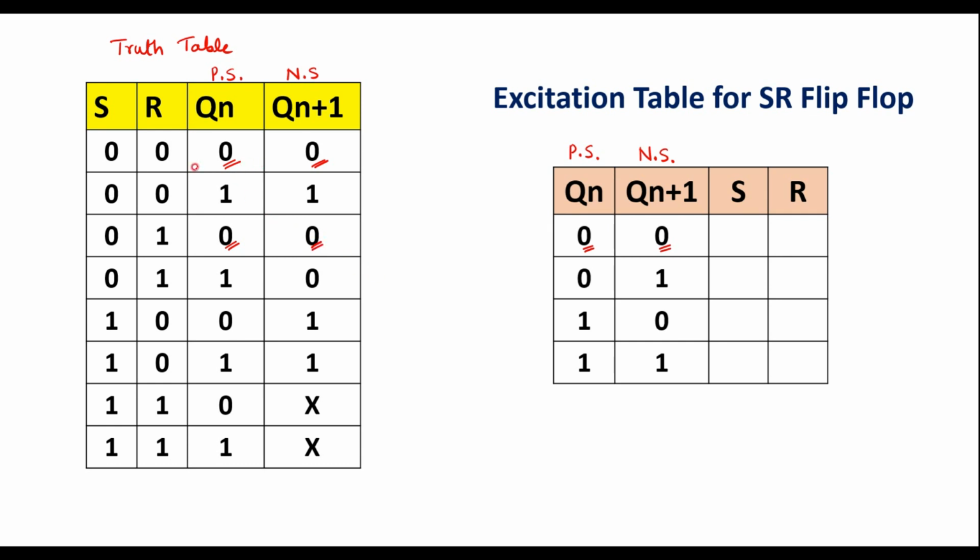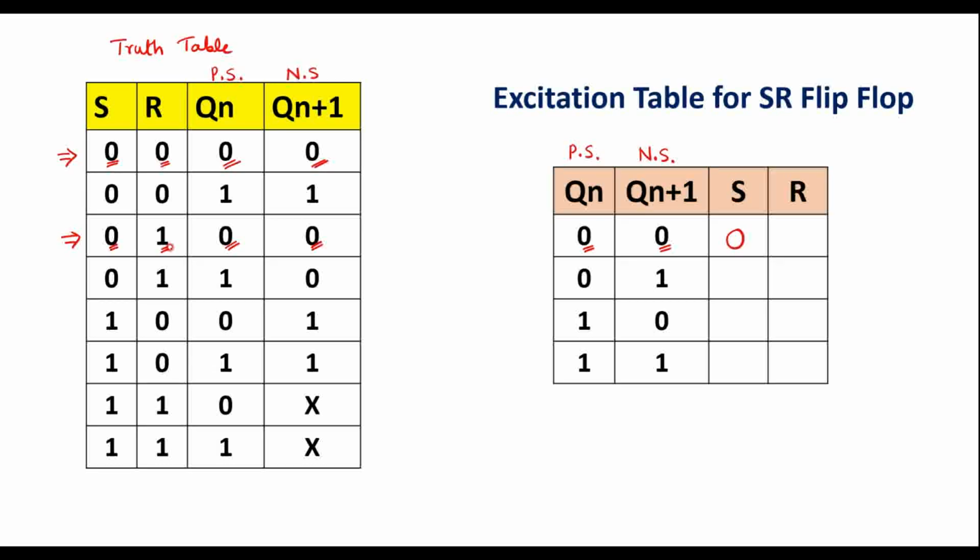Now we'll see the corresponding inputs. The corresponding inputs are S is 0, R is 0, and here S is 0 and R is 1. So the S input is the same, that is S is 0, but the R value is 0 on one side and 1 on the other side. For both the cases, Qn and Qn plus 1 are 0, 0. So I can write S is 0 on both sides. R value is either 0 or 1, so I can take it as don't care.